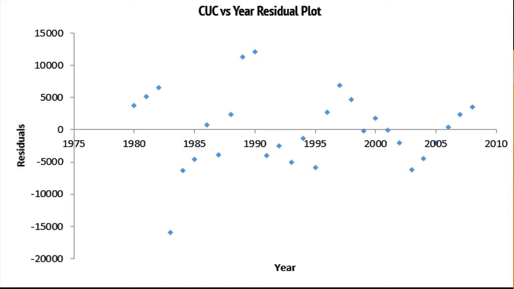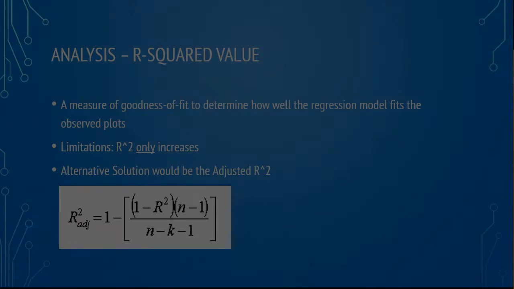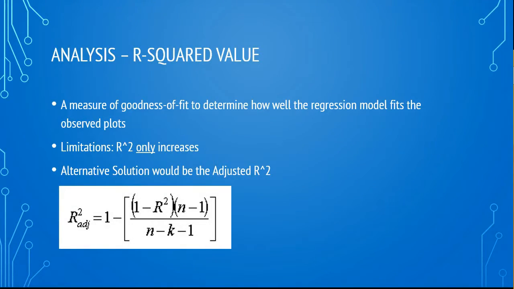The image above shows the residual plot of the regression model, which mostly meets the requirements. However, there are some areas it can improve on, and to do this, the data would need to be transformed. The next technique I use is the R-squared value. The R-squared value determines how well the regression model fits with the observed data plots. The smaller the difference between the regression model and the observed data plot, the better.